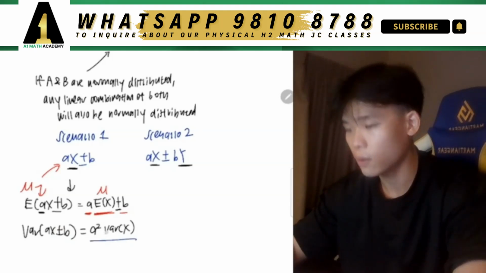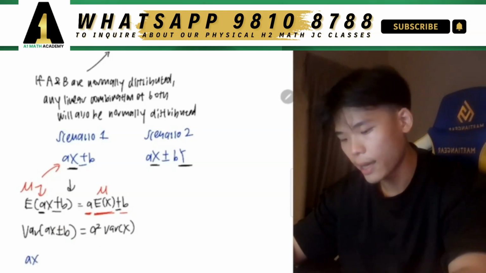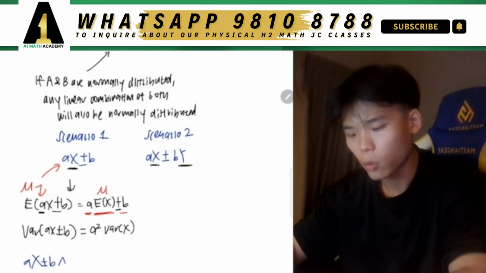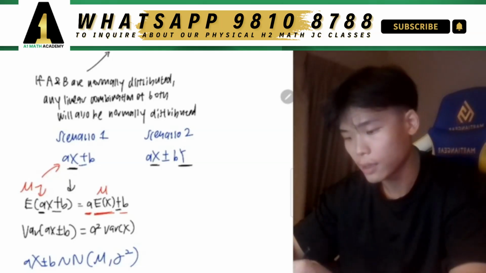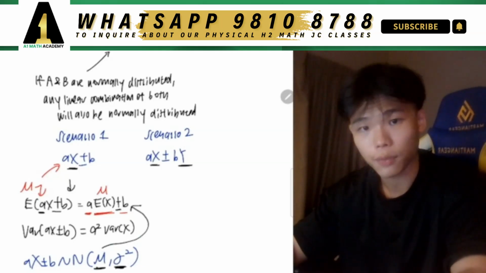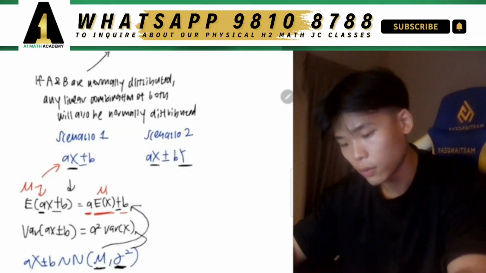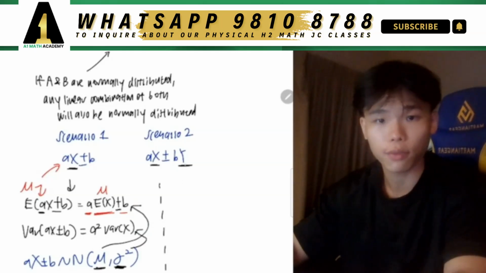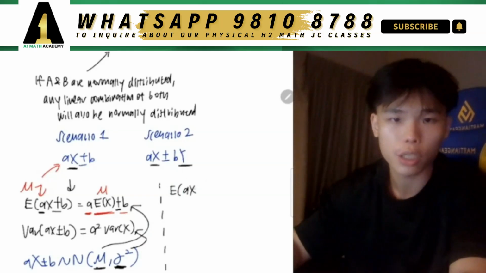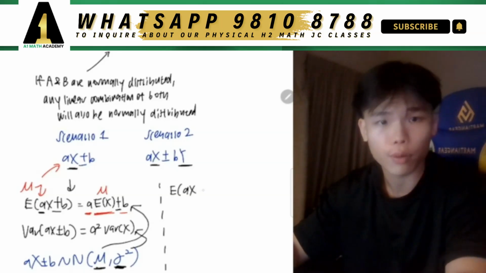So in the end, what we get is that aX plus minus b will also be normally distributed with a mean value and a variance. This mean value will be calculated using this formula over here, and this variance will be calculated using this formula over here. So that's that. Now, next for scenario 2, the expectation of this new combination of linear random variables.